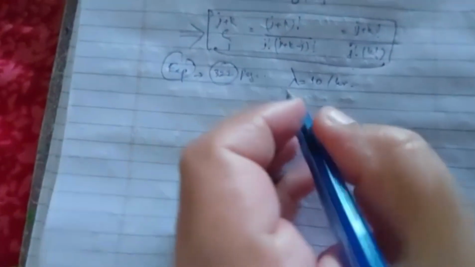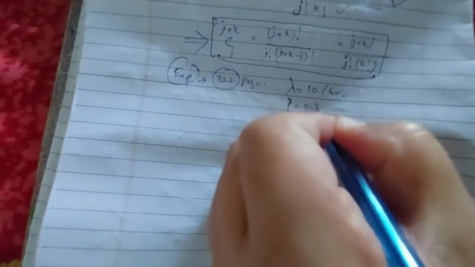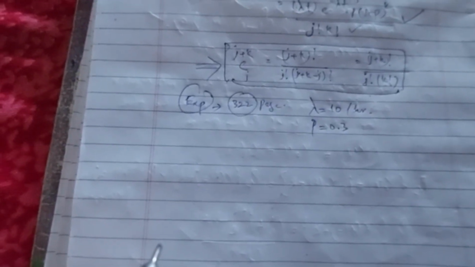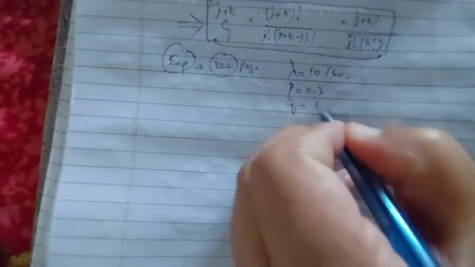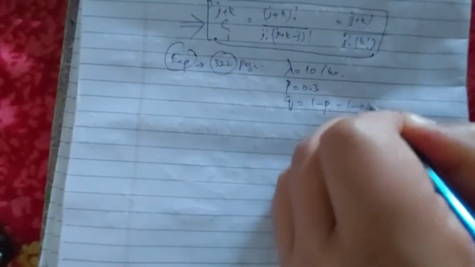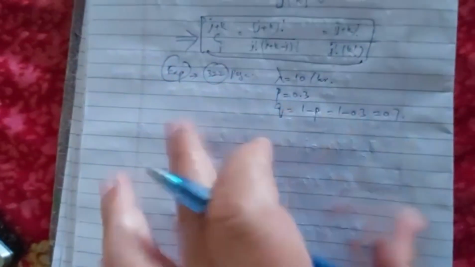Now independently each customer buys something with probability p equal to 0.3. So the probability is 0.3 or 30%. There is a 30% chance that the customer will buy something, and leaves without making a purchase with probability q, which is equal to 1 minus p, equal to 1 minus 0.3, equal to 0.7.